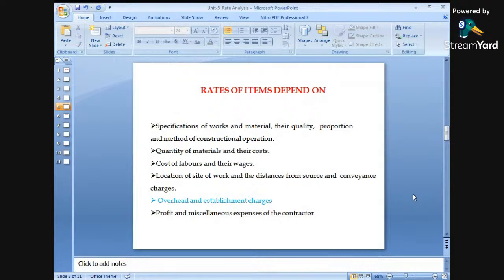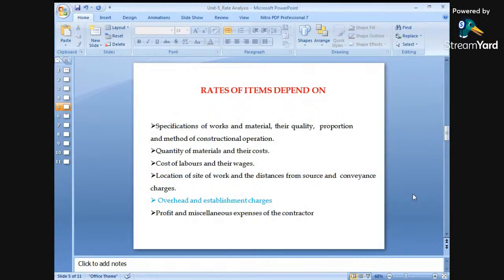Again, overhead charges are also required. That means overhead and establishment charges. What are overhead charges? Beyond the material cost or beyond the labor cost, while carrying out a particular type of work, some extra cost will also be required. And some extra cost which is unforeseen expenses. In short, it is called the unforeseen expenses. Okay? So while executing any type of work, such unforeseen expenses are also to be considered while carrying out the rate analysis, okay? So overhead and establishment charges.